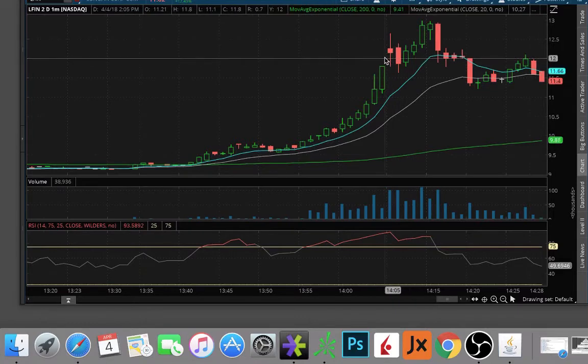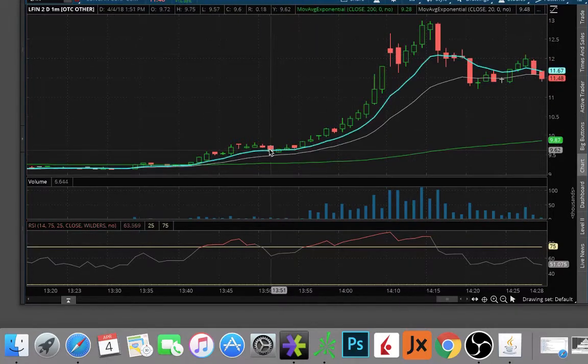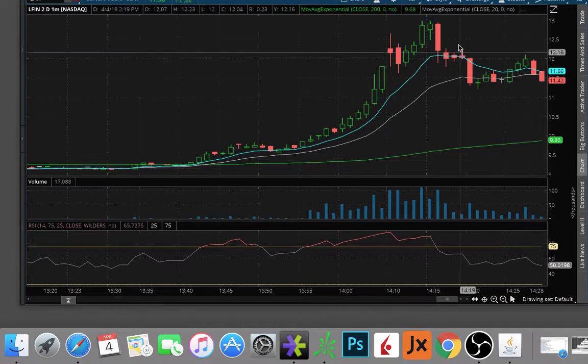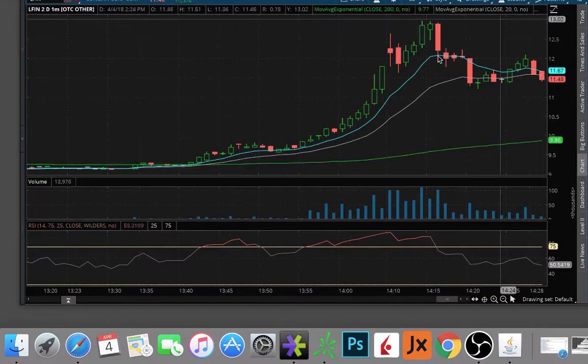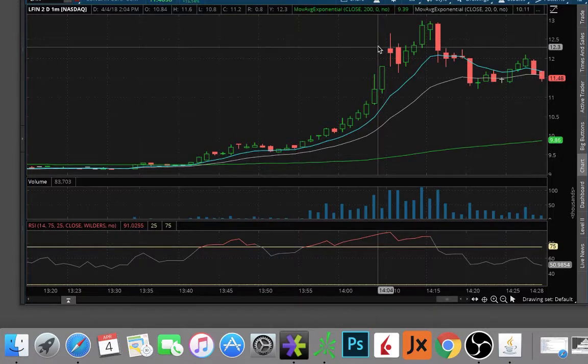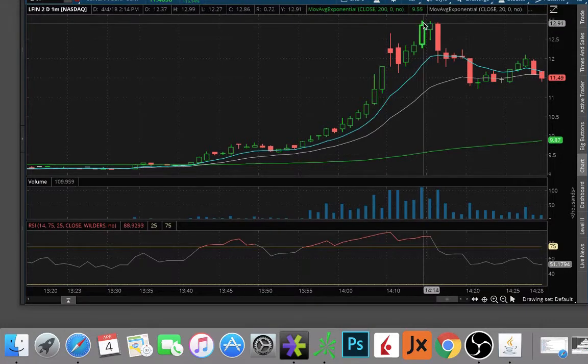So I just got out, and then I decided, you know what, I'm going to try to short this thing. I don't think this is such an extreme spike. I mean, literally, it went from 9:50 to 13 in just about a half an hour. That's a pretty extreme spike. It's got tons of overhead resistance from the long-term chart. So I took a quarter size at 1235.